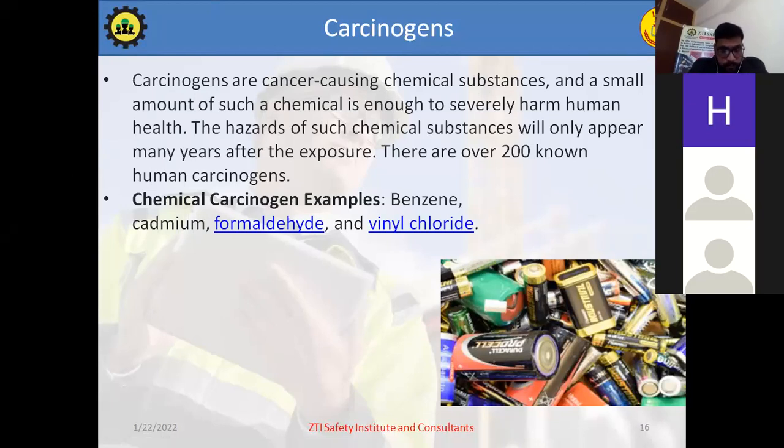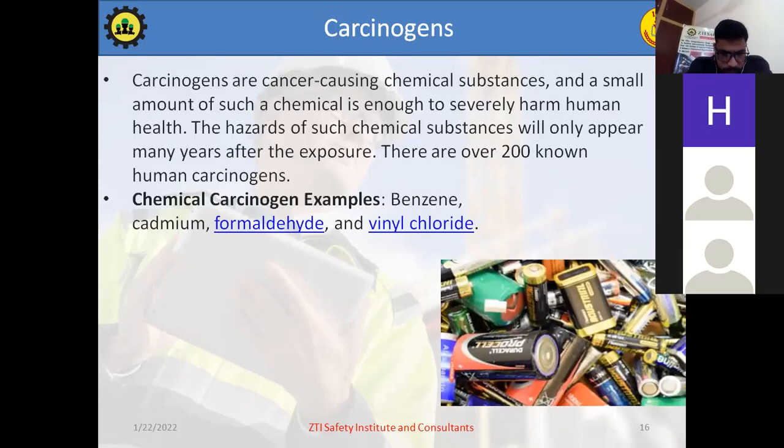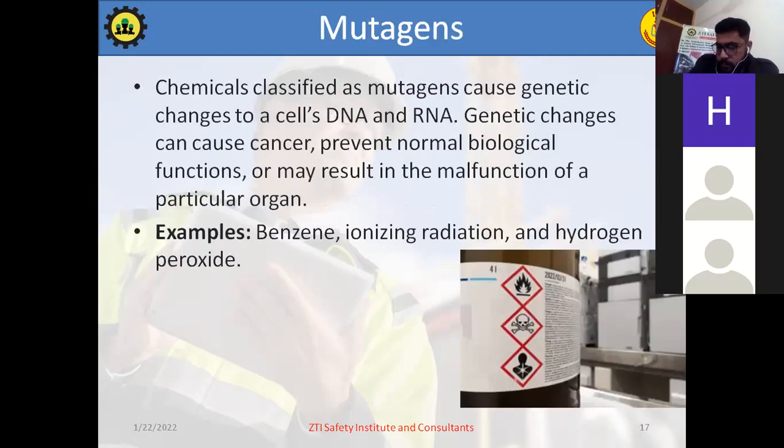The carcinogenicity of the chemicals is determined by two agencies' listing of carcinogenic chemicals, which are updated every year. These two agencies are IARC and ACGIH. And then we have mutagens. Mutagens are chemicals classified as those which have the ability to change the DNA and RNA. Genetic changes can cause cancer, prevent normal biological functions, or may result in a malfunction of a particular organ.